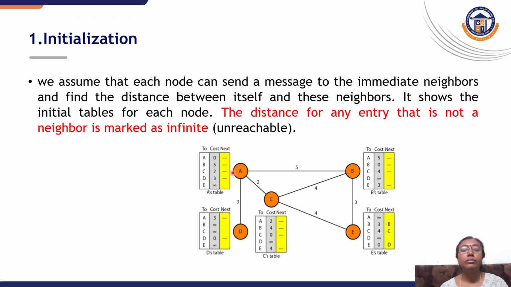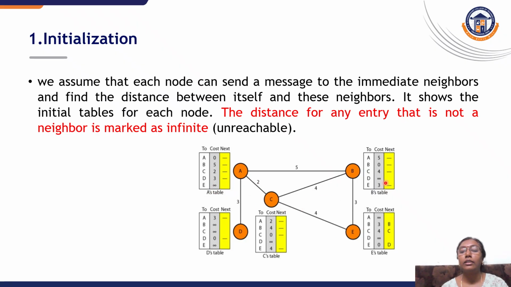That is, A to A is 0, A to B is 5, A to C is 2, A to D is 3. For A to E there is no direct connection between A and E, so E is not a neighbor of A, and the distance from A to E is marked with infinity.